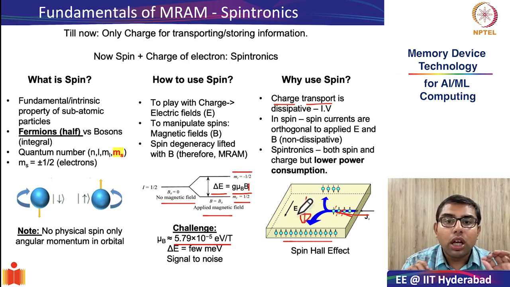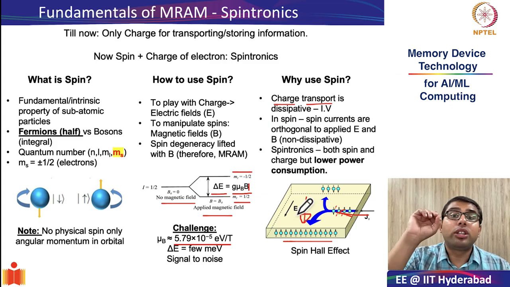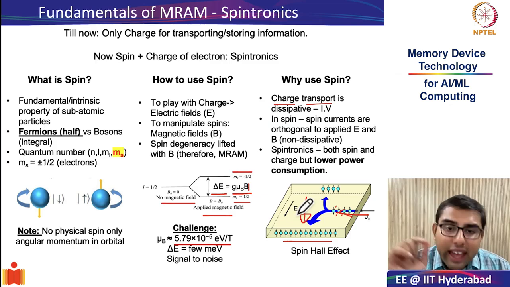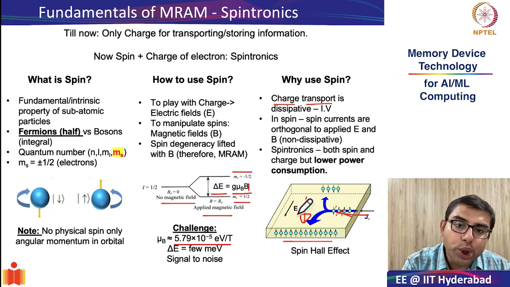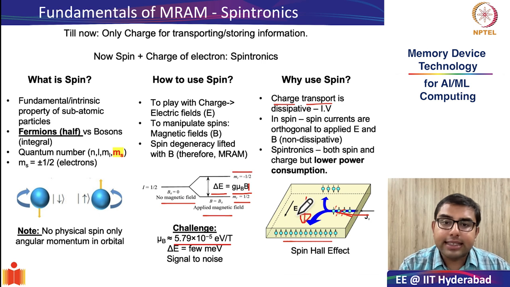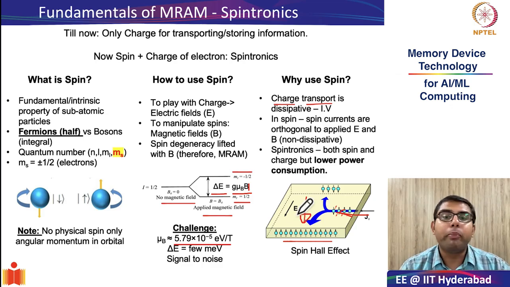Since the spin currents are orthogonal to the applied electric field, the dot product is zero, and therefore the promise is that spintronic devices which use the spin degree of freedom will have much lower power consumption. So it is not absolutely dissipationless because there is a charge component also, but the promise at least is that spintronic devices will be much more power efficient compared to purely charge-based devices.